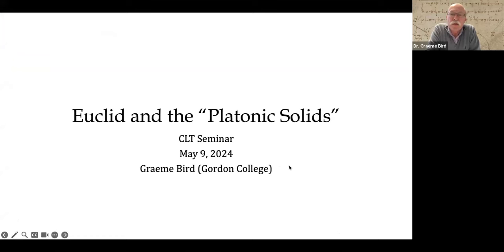Great. So Euclid and the Platonic solids. Obviously the fact that I'm talking about Platonic solids means that Plato must be involved somehow as well, as he is. Also, the fact that I have Platonic solids in double quotes tells you something. William, what does that tell you? That there is some question as to what the nature of the Platonic solids is. Very good, yes.